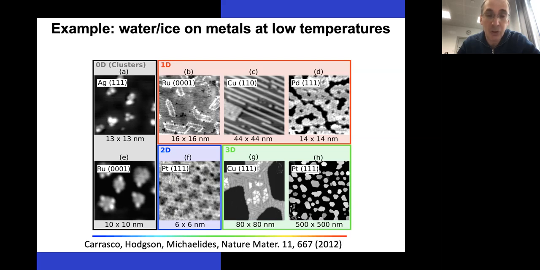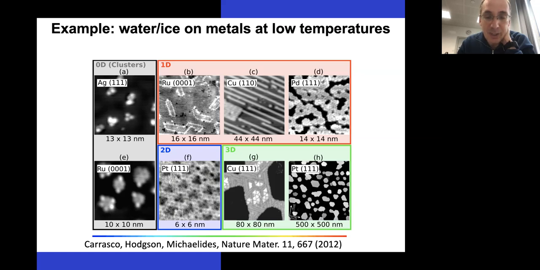You can do experiments to probe the structure. What I'm showing you here are the results from a set of different scanning tunneling microscopy experiments looking at this first layer of ice on different metal surfaces. The experiments were done on different surfaces: silver, ruthenium, copper, palladium. And what you see here is that in each case, a different structure forms.